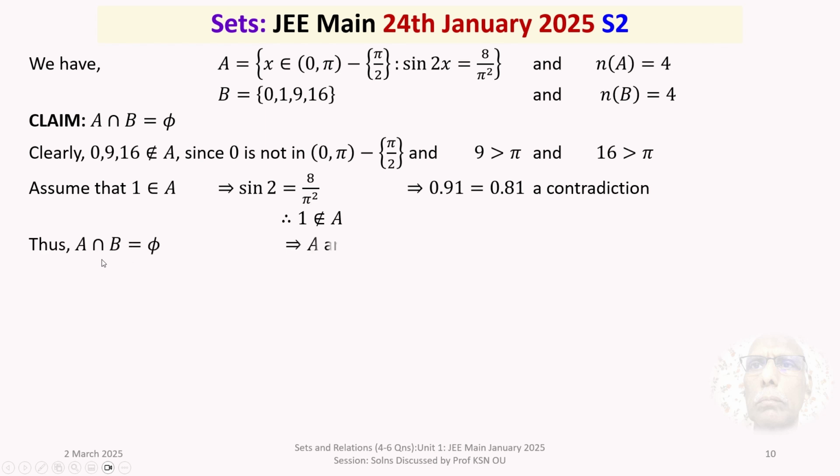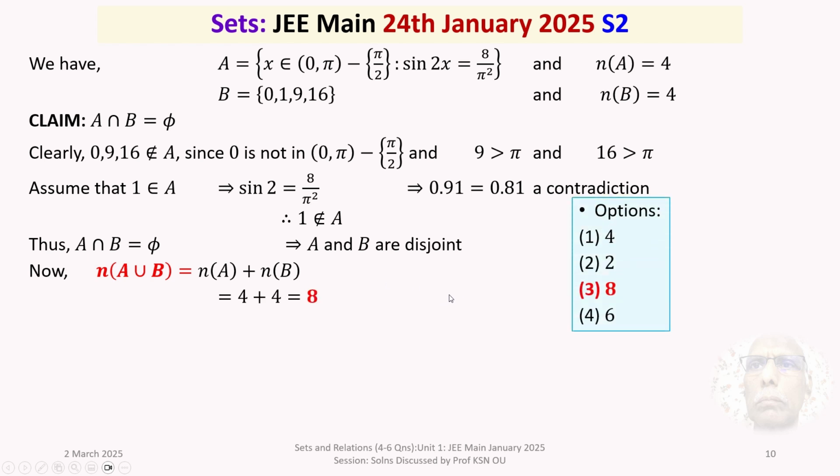So there is no element common between A and B. A intersection B is empty. A and B are disjoint. Then n of A union B is equal to n of A plus n of B. Because they are disjoint, it's only n of A plus n of B. That is 4 plus 4, that is 8. Look at our options. Our answer 8 appears against option 3. The answer to this question is option 3.